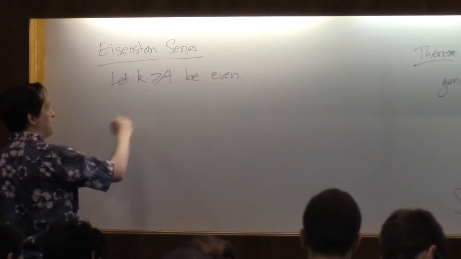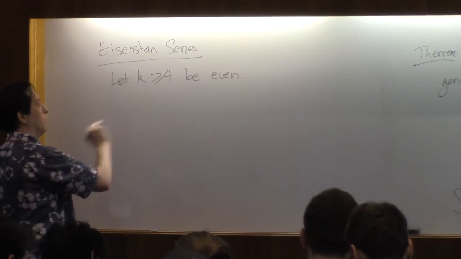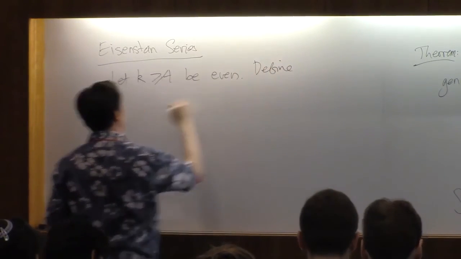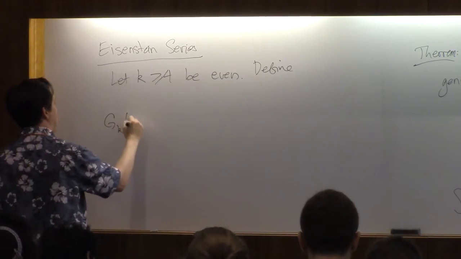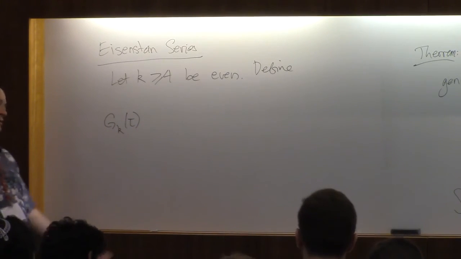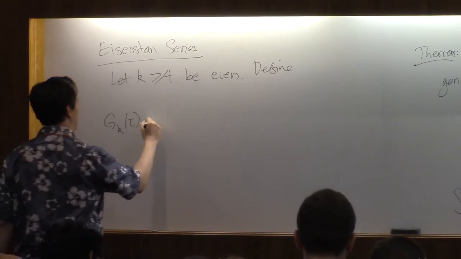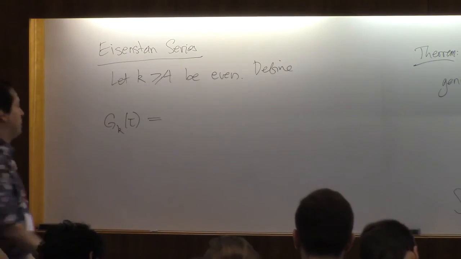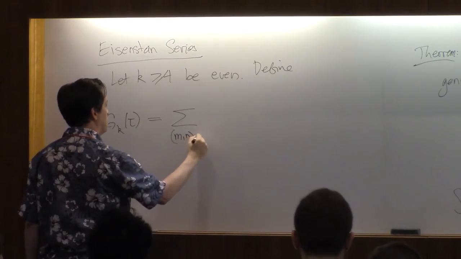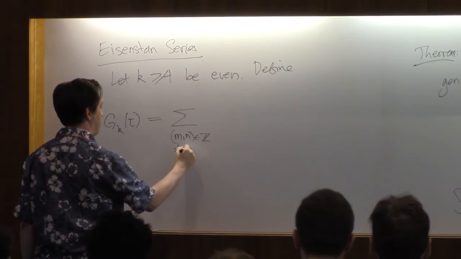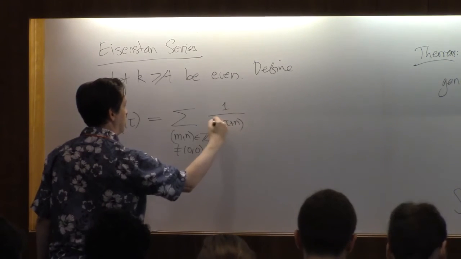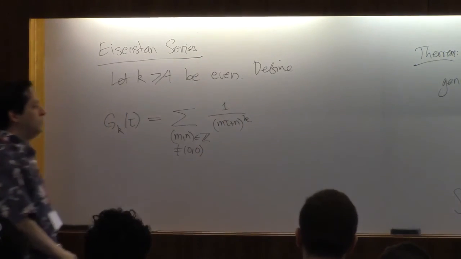But for weights greater than 4, we have a construction of examples. And so if k is an even integer that's at least 4, here's what we're going to do. We're going to define g sub k of tau. I don't know why it's the letter G. Eisenstein's first name starts with a G, so maybe that's the reason. Who knows? So g_k of tau is an infinite series. It's a sum over all integers besides 0, 0. Don't want that. 1 over (n tau plus n) all to the kth power.